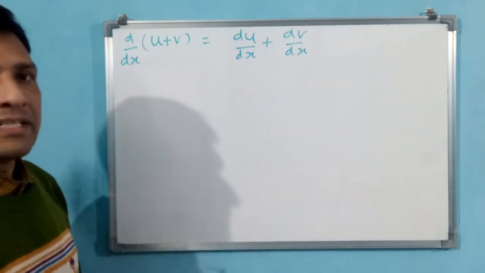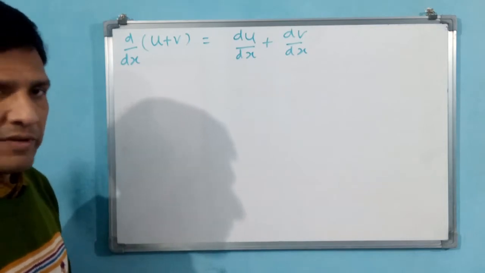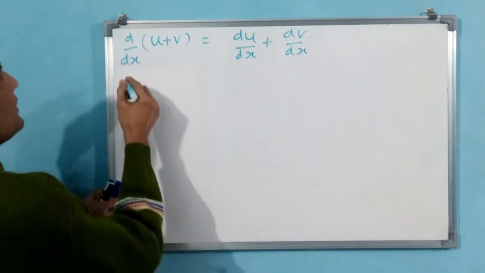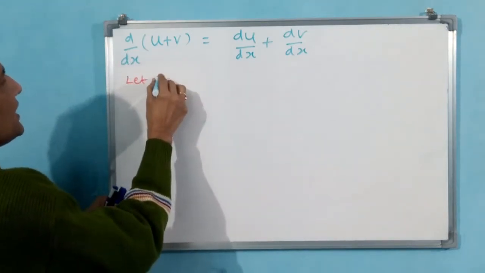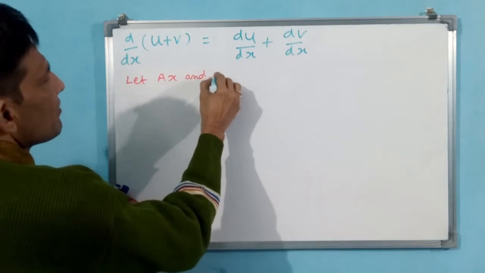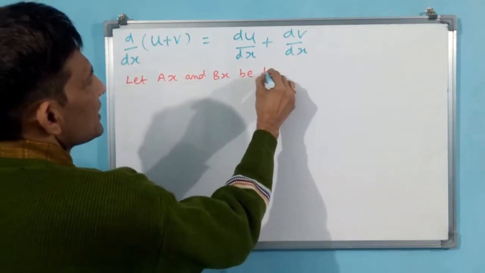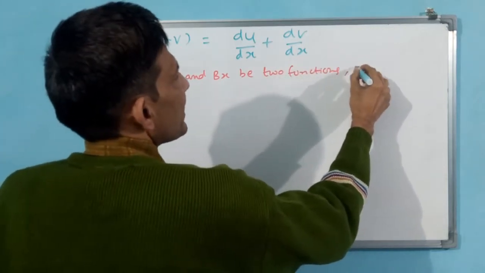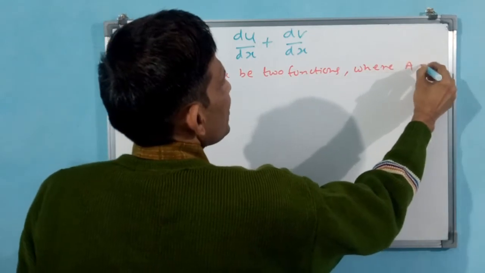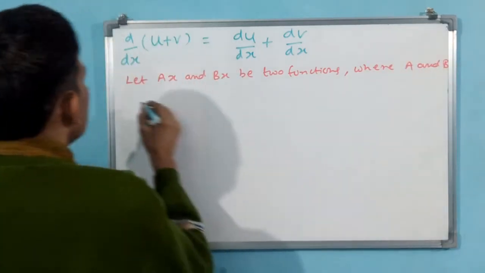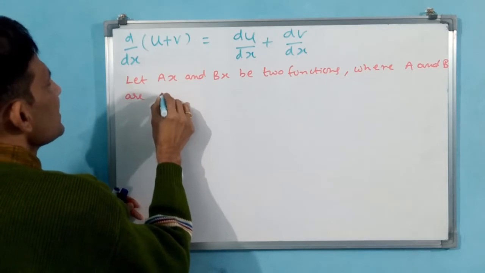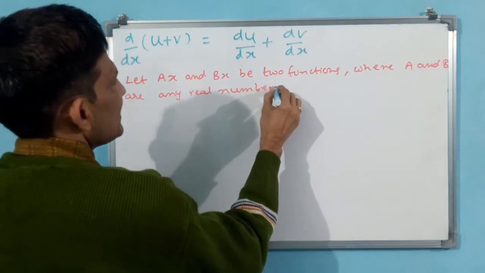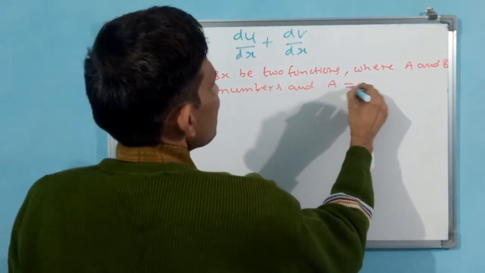Let us see. We will take proof, not example or verification. See what I am writing. First, you understand carefully. Let Ax and Bx be two functions, where a and b are real numbers and a is not equal to b.